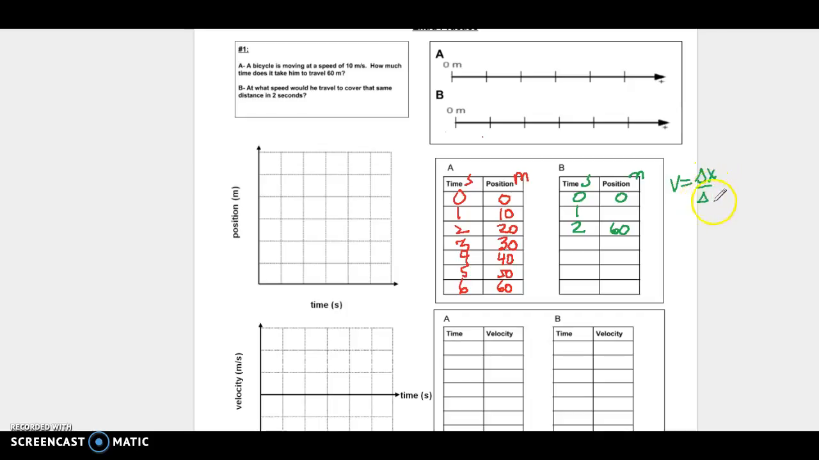Okay, so the velocity is change in position over change in time. Right, and you're probably writing this down below in the calculations box. Okay, t final minus t initial. Okay, and then I'm going to go from 60 meters. The initial was 0 meters. Okay, divided by the final time, which was 2 seconds, and the initial time was 0 seconds, which means I know this guy is going 30 meters per second.